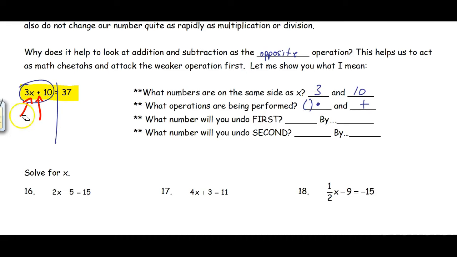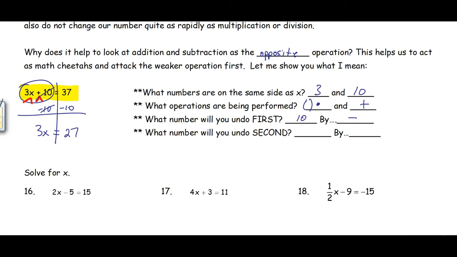So in this equation, what number are you going to undo first? You always want to undo addition or subtraction first. So in this case, you're going to undo the 10 by the opposite of addition, subtraction. So you're going to subtract 10 on both sides. Okay, why? Because those cancel. You're left with 3x equals 27.